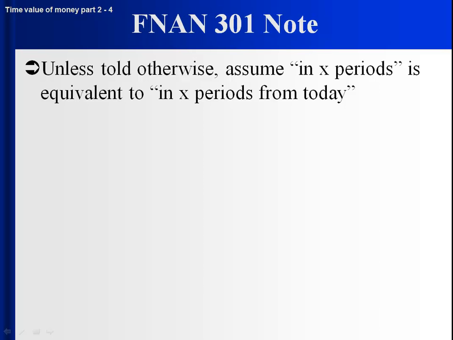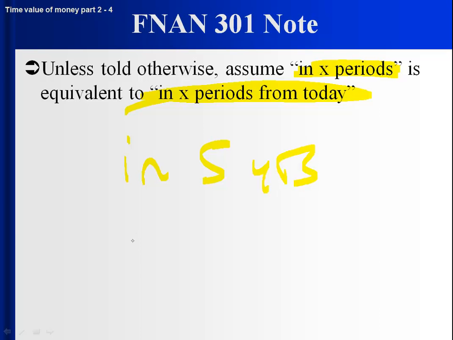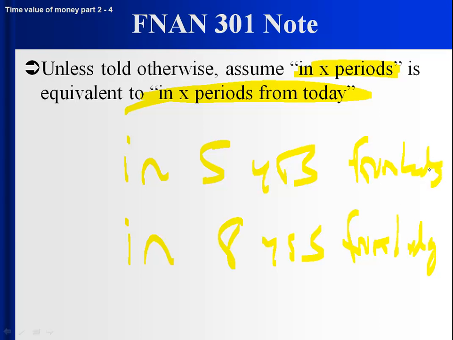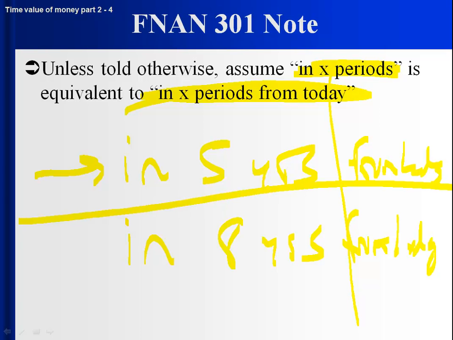And finally, unless you're told otherwise, "in X periods" is in X periods from today. So if we make our first investment in 5 years and our last investment in 8 years, it's in 8 years from today. It's in 5 years from today. It's not in 5 years from today and then in 8 years being 8 years later. In 5 years, in 8 years is in 8 years from today and in 5 years from today.